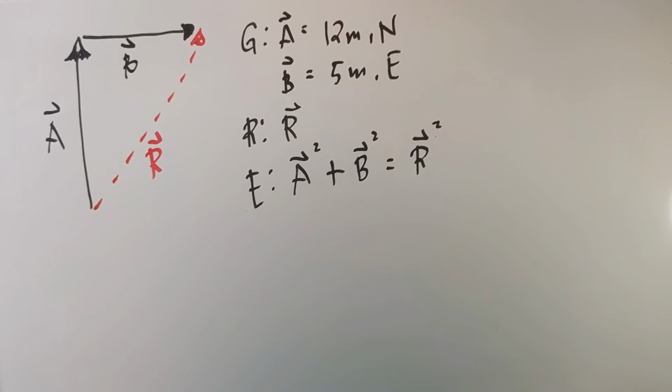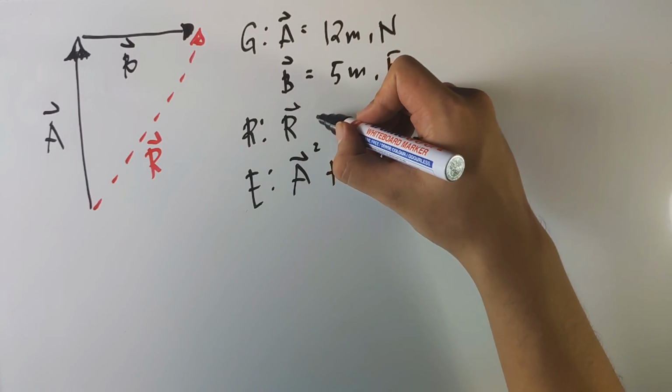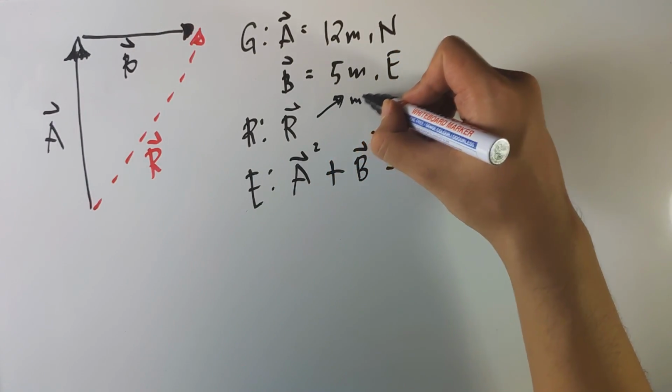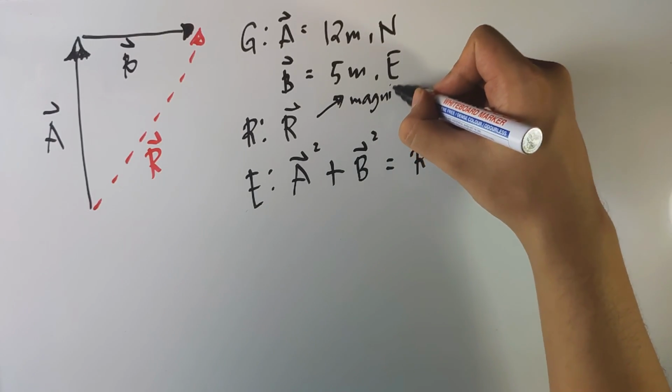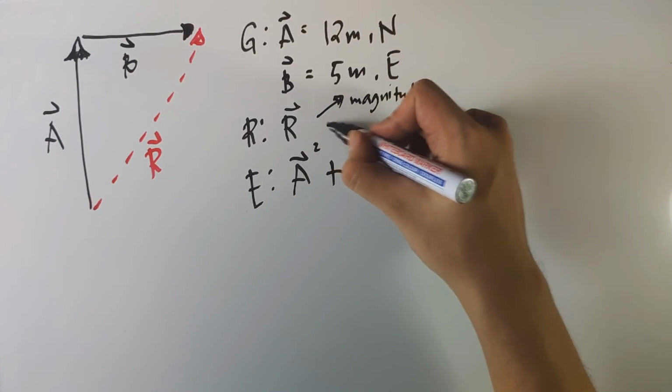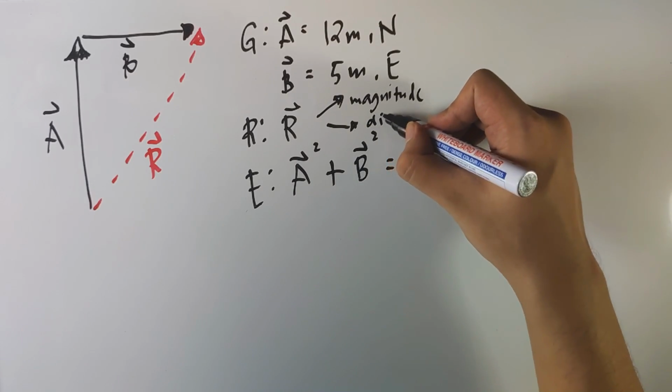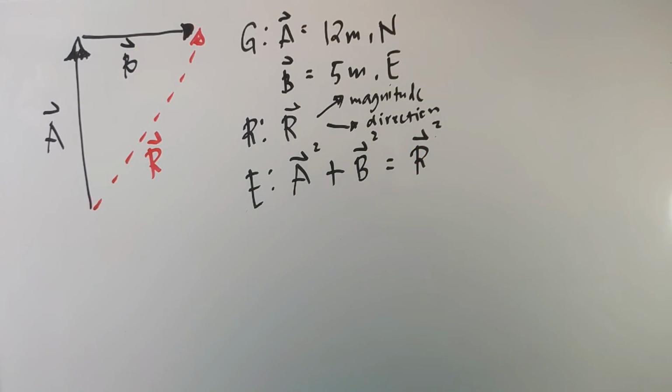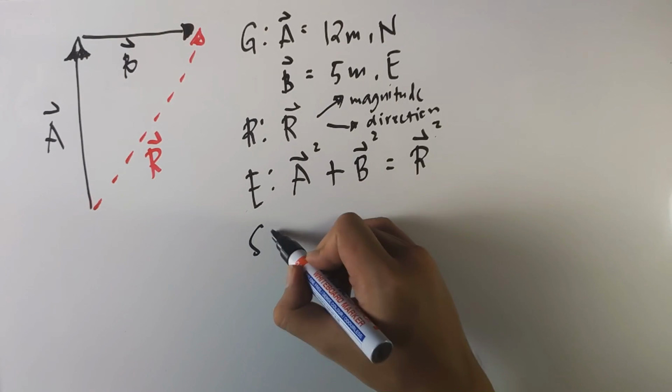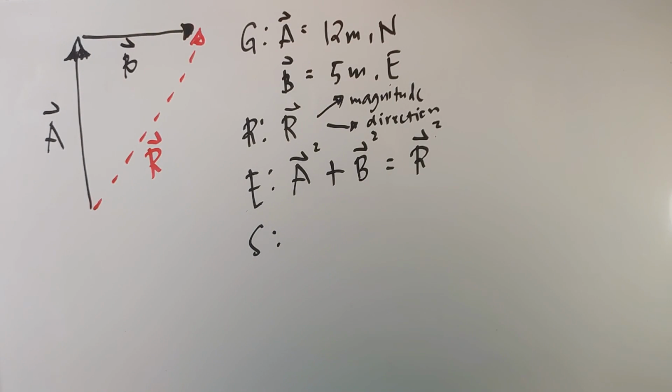Now there are two parts to this answer. First is the magnitude of the R, and of course the direction of the R. First we're going to cover the magnitude portion of the solution, because that's easier.